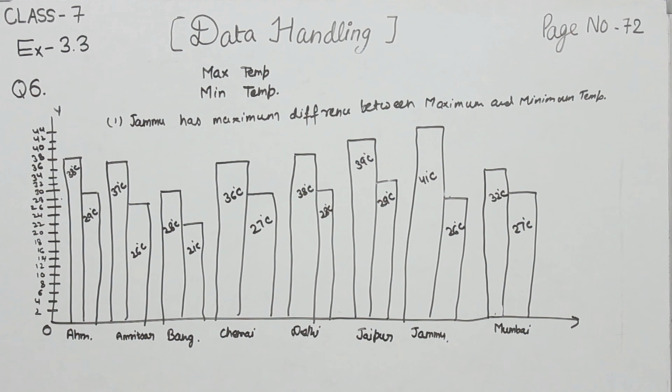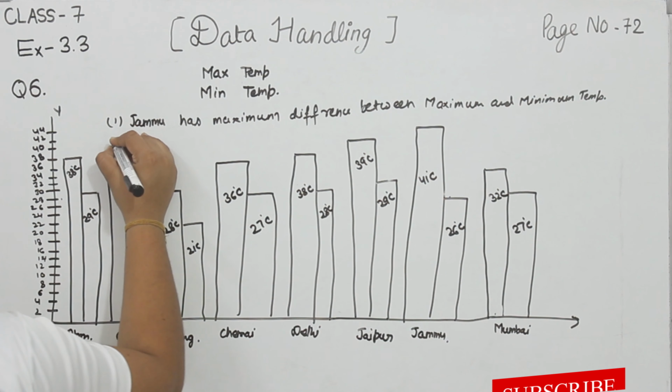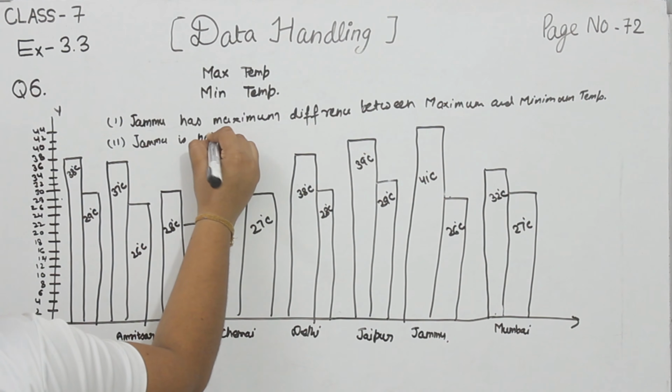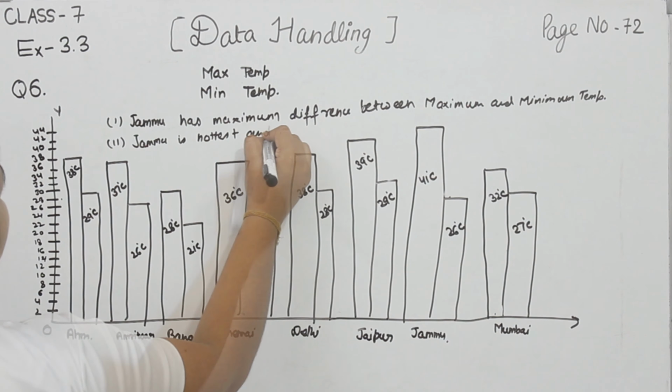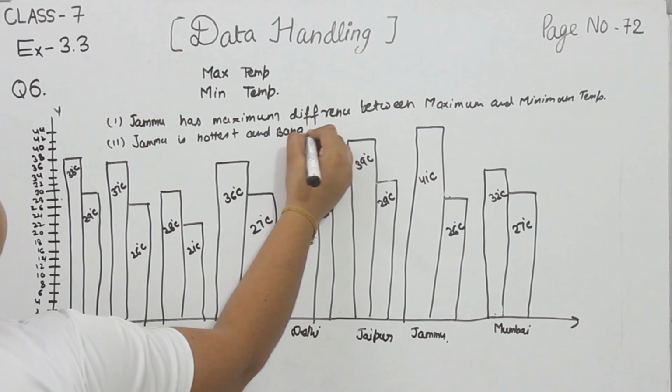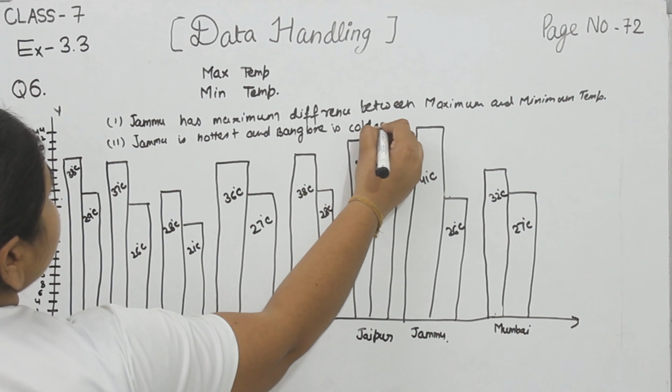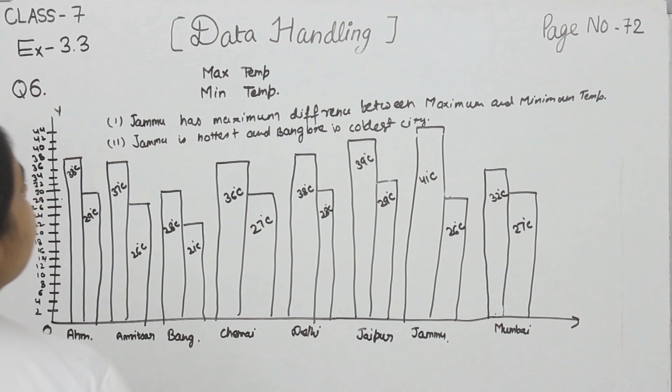Now come to part 2. Which is the hottest city and which is the coldest city? According to the given table, Jammu is the hottest and Bangalore is the coldest city. So for part 2, Jammu is hottest and Bangalore is coldest city. This is the answer of part 2.